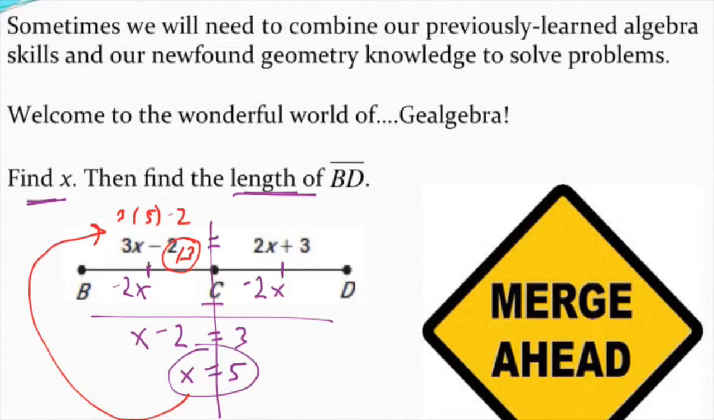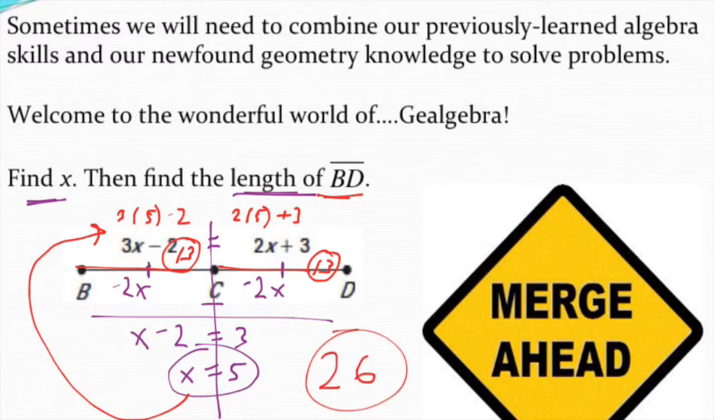Without doing any work, because these two segments are congruent, I know that segment CD should also be 13, but this is a really great time to check your answer if your x is right. So let's do, just to check it, 2 times 5 plus 3. 2 times 5 is 10, plus 3 is 13, so yeah, it checks out. Each piece is 13, but again, read the directions. They wanted to know the length of BD, the entire segment. Well, if this piece is 13 and this piece is 13, the entire segment must be 26 units long.